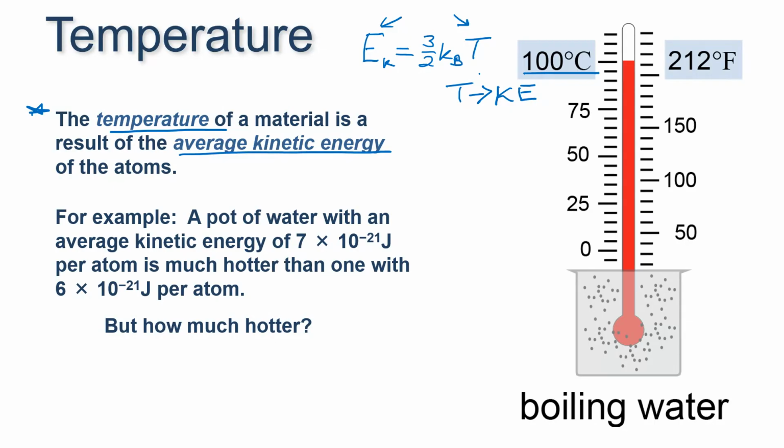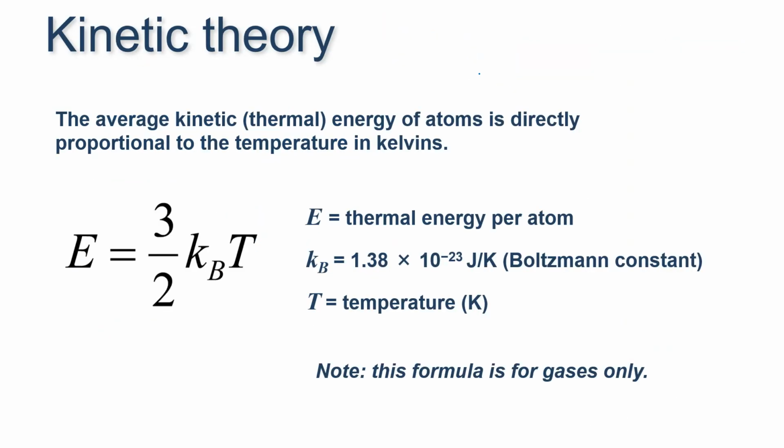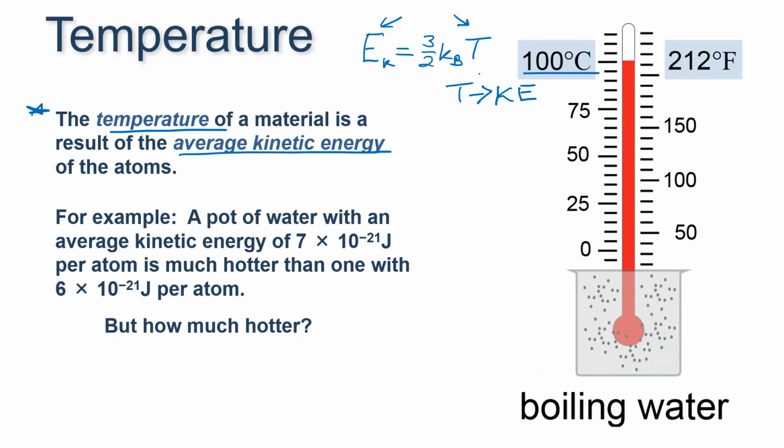It's not like 6 and 7. It's more like 70 and 60, sort of, but on the other end of the decimal scale. But how much hotter? It doesn't matter. Okay, did everybody, can I move on to the next thing?